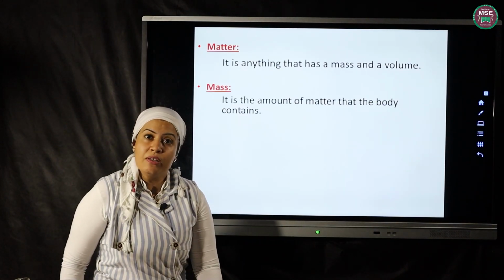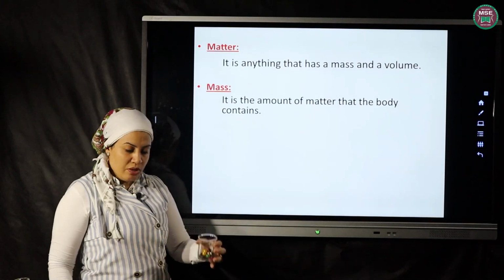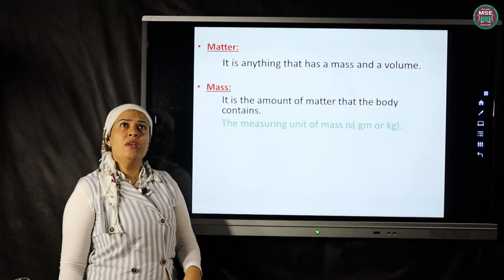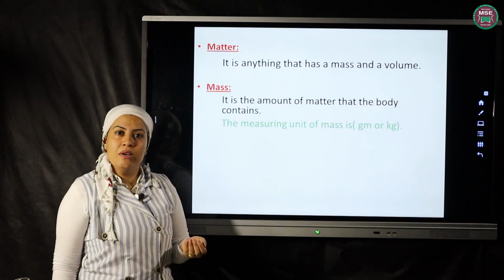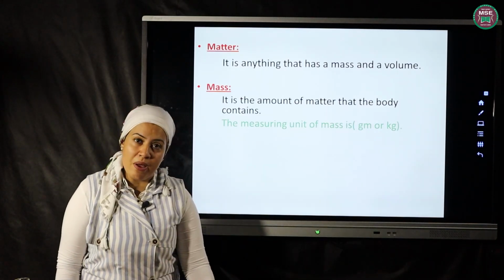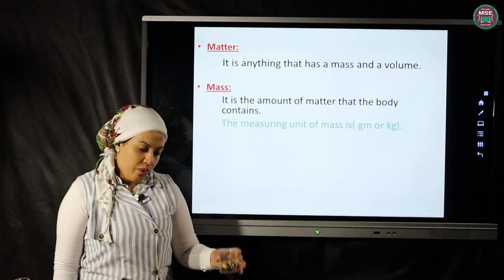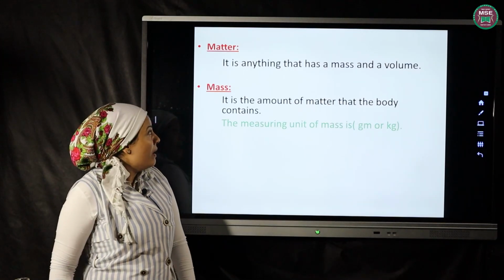What is the measuring unit of the mass? The measuring unit of the mass is gram or kilogram. And we studied before that when we want to measure the mass, we will use a balance scale, a sensitive scale. Okay, now we will talk about the volume.